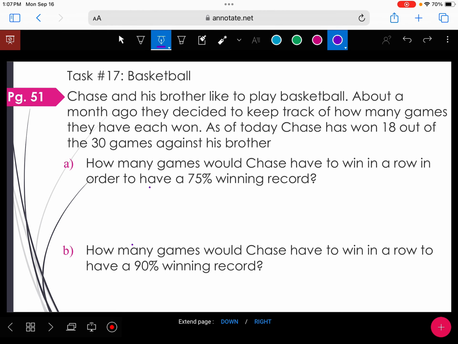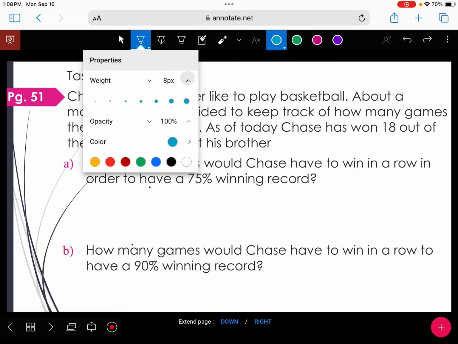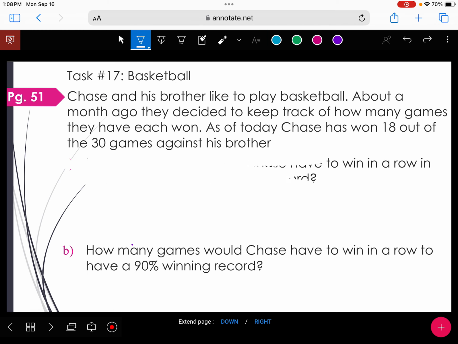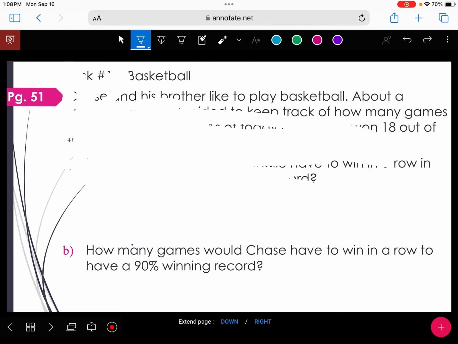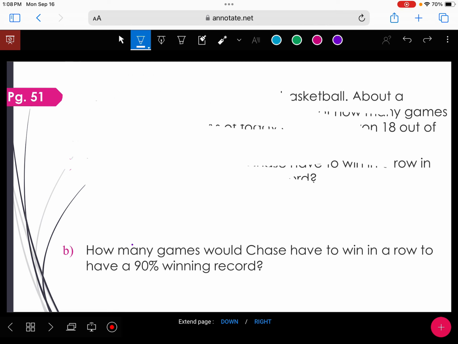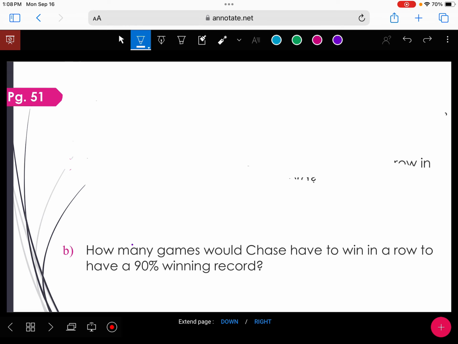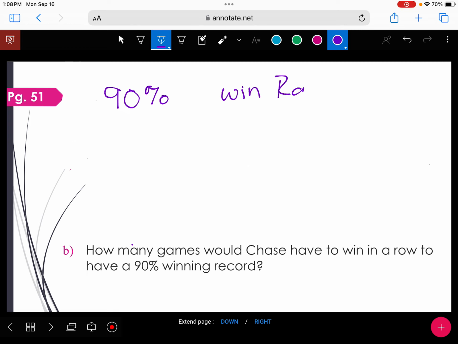Okay, so I want you to look at B, which is very similar. Hang on, my screen's being a jerk, so you're gonna have to give me a second. But instead of when he'd have a 75% win rate, I want to know when he has a 90% win rate. So it's the same process, different percent, 90% win rate. And you can start from the same place. You can start from the 18 and 30, or you can start from what we had at the end of part A. Either way is fine.